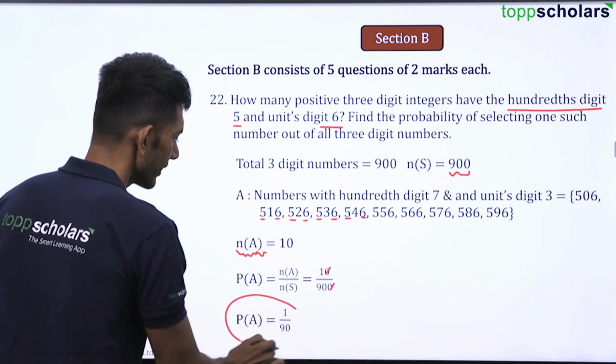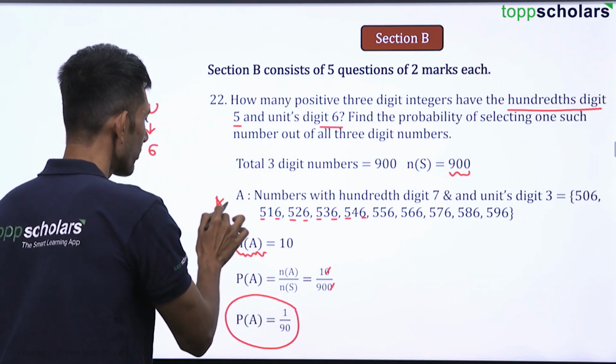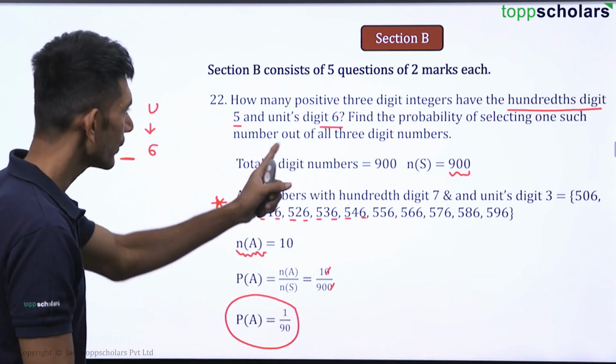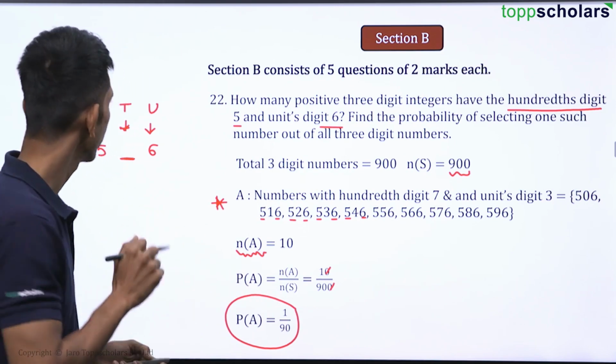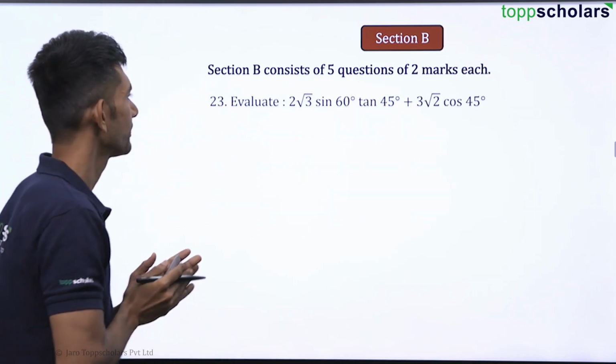I hope you are understanding this question. This was an important part. The hundreds digit is 5 and the unit digit is 6, which is fixed. Perfect. Let's have a look at a new question.